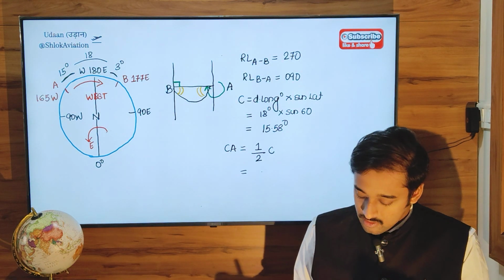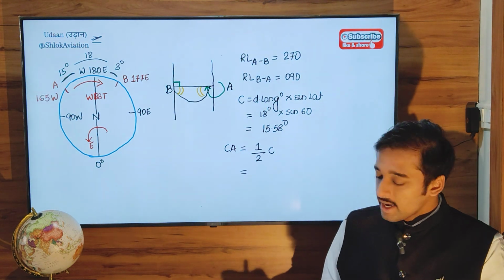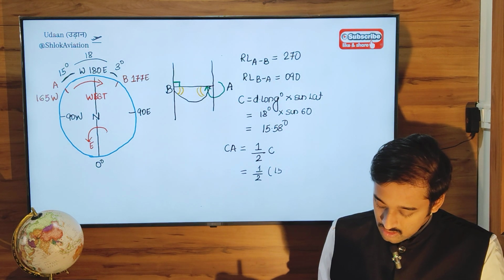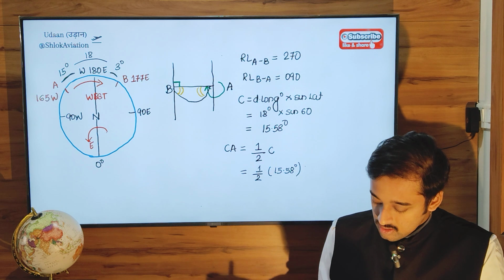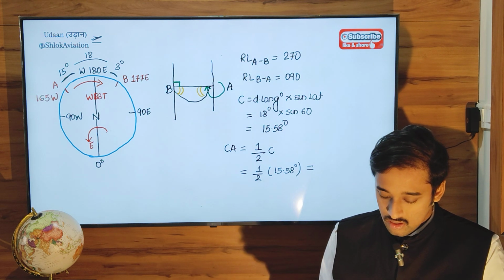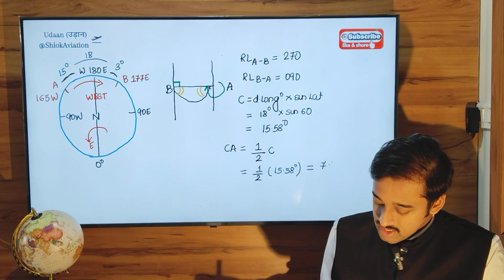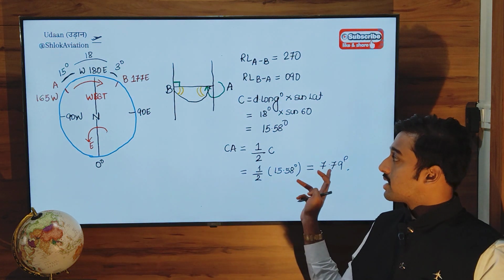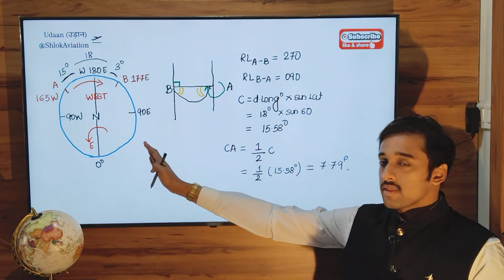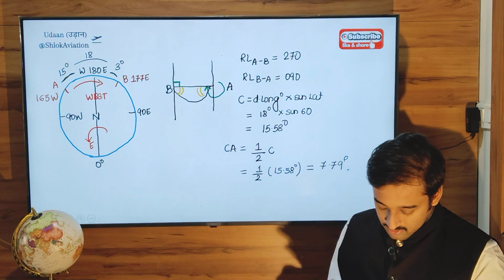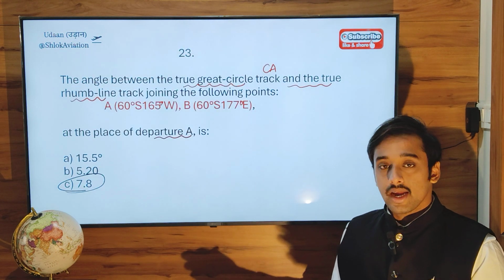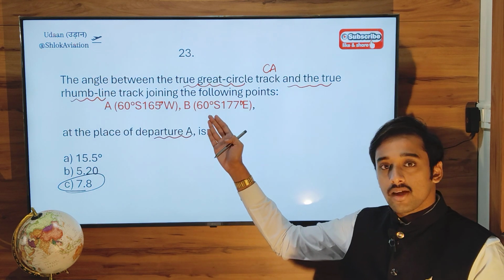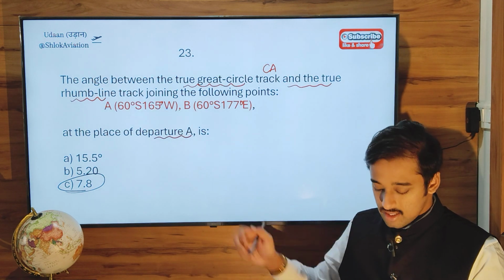Convergency angle is half of convergency. So half of 15.58 degrees is approximately 7.79 degrees. So in this case the correct answer will be 7.8, option number C. Direct. So just find convergency from the given coordinates, find convergency angle.